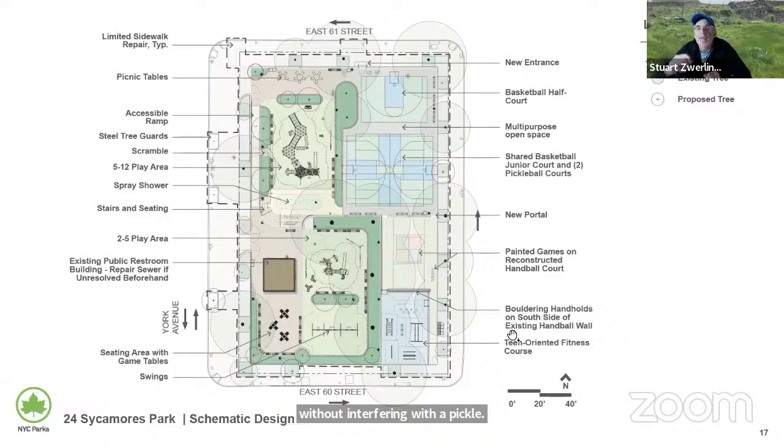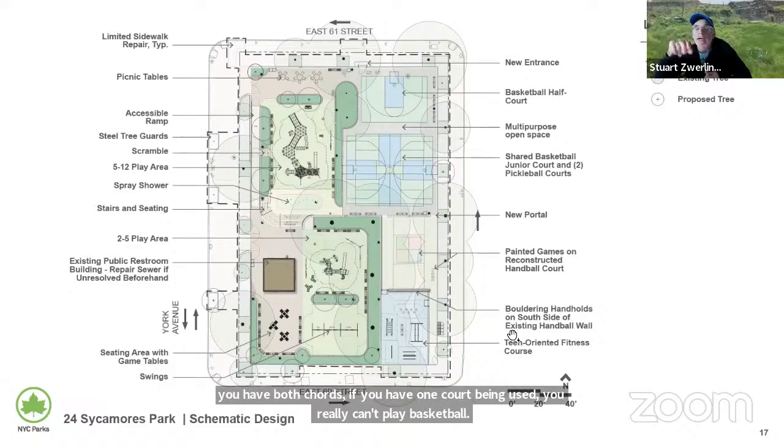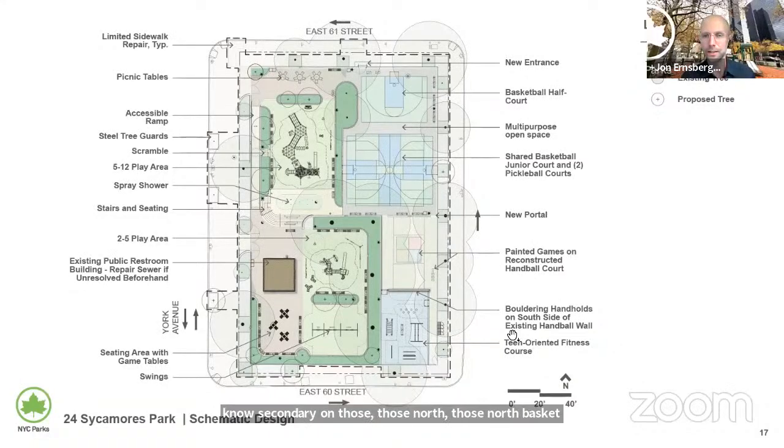Right now, if you have both courts, if you have one court being used, you really can't play basketball on those secondary, on those north baskets. That makes sense. We will look at that.